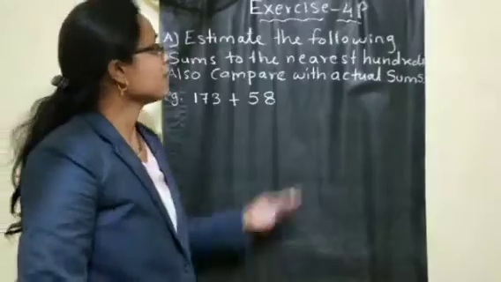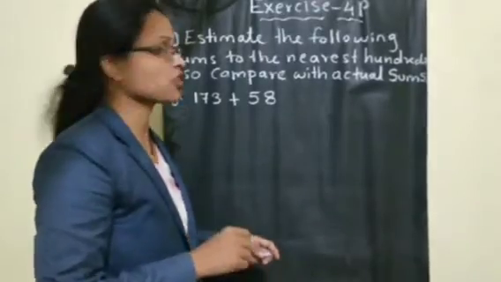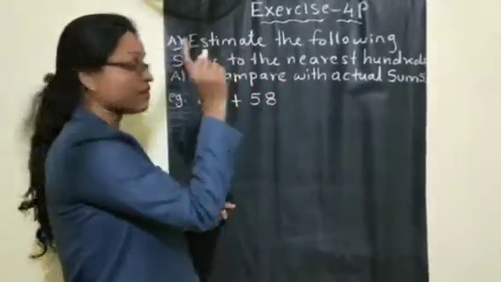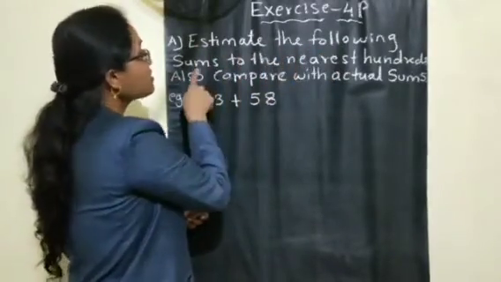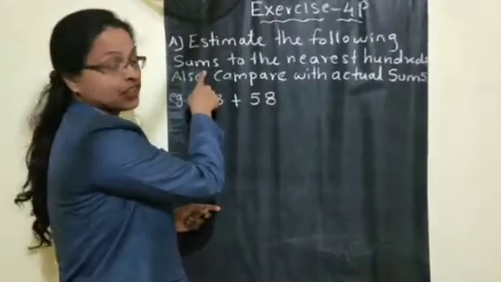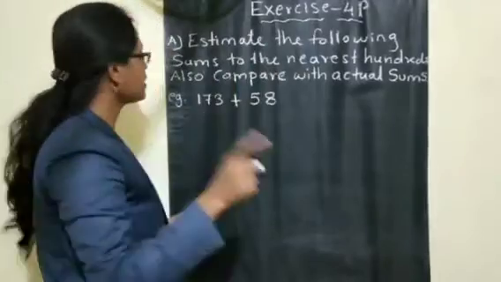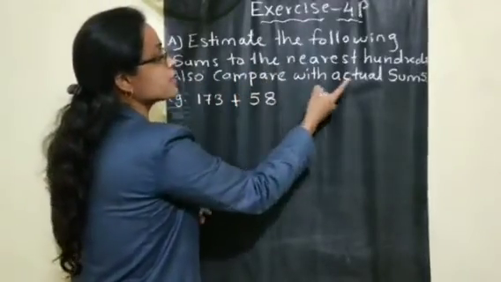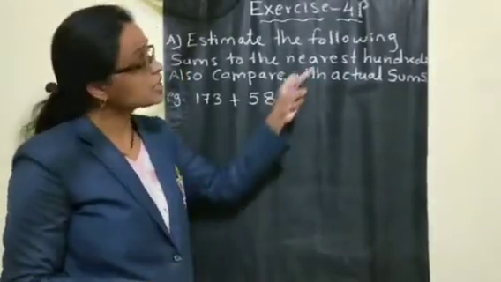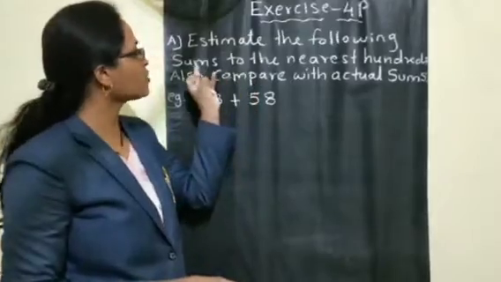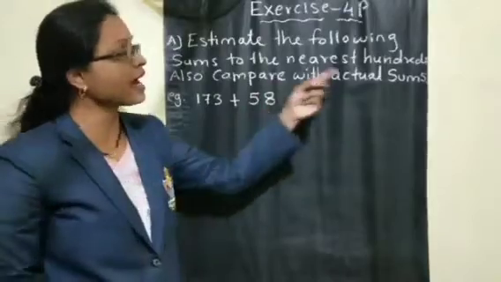Let us start. Our exercise 4P is based on estimation problems, children. In that 4P, our first part A, the question is: estimate the following sums, sum means addition, to the nearest hundreds, and also compare with the actual sum. So what do we have to do? We have to estimate to the nearest 100 and find the sum. Also we have to compare with the actual sum.